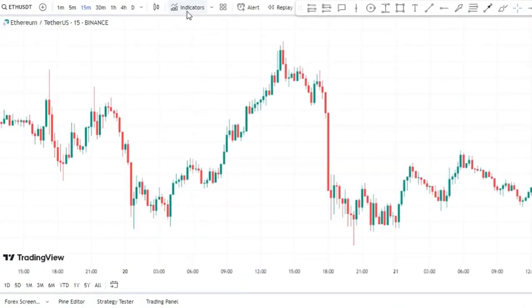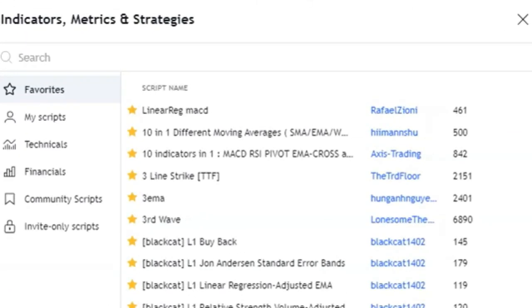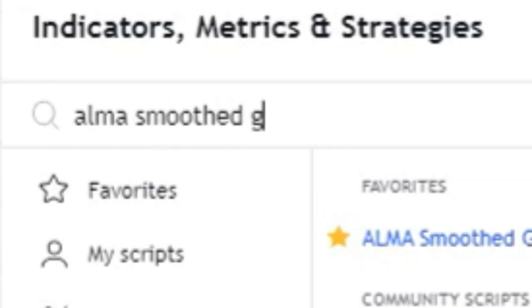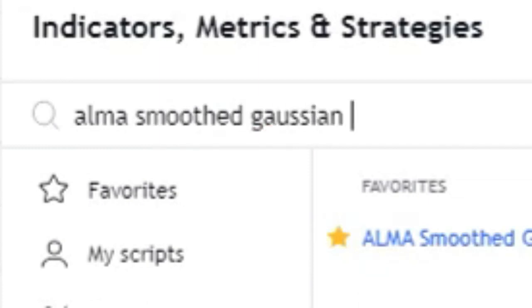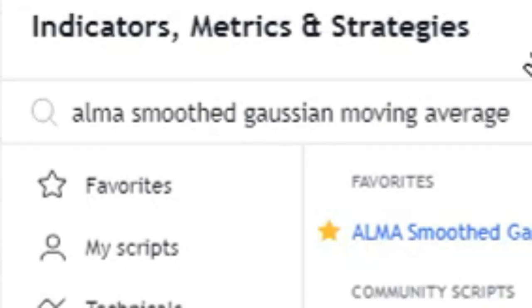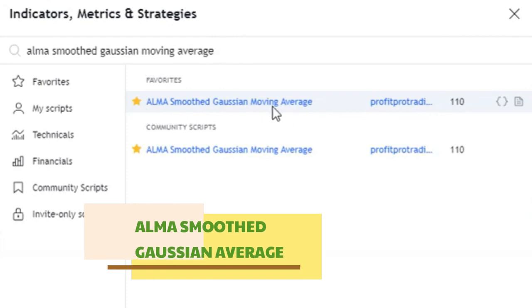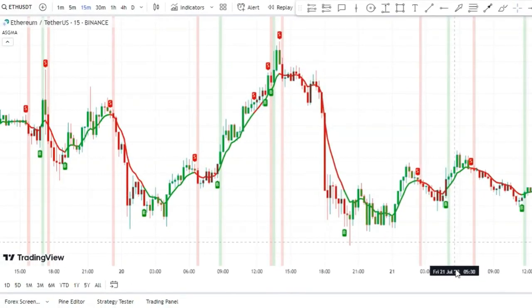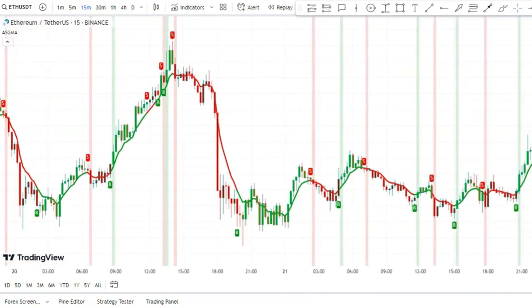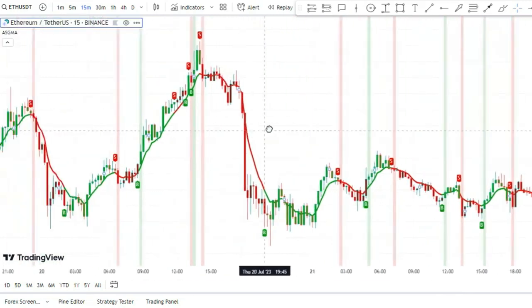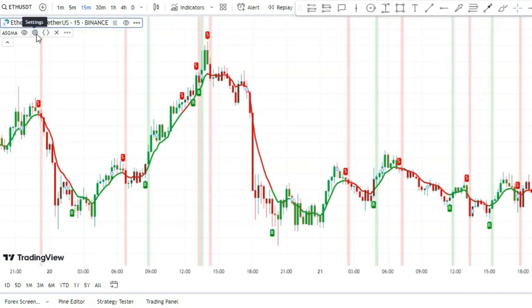Okay, the very first indicator we're gonna add is called ALMA, a smoothed Gaussian average. You find that under the indicators section at the top of the TradingView platform. Alright, so when you first add this indicator, the chart can get a bit cluttered and have some options we don't need right now. So we gotta go into the settings and change a few things.